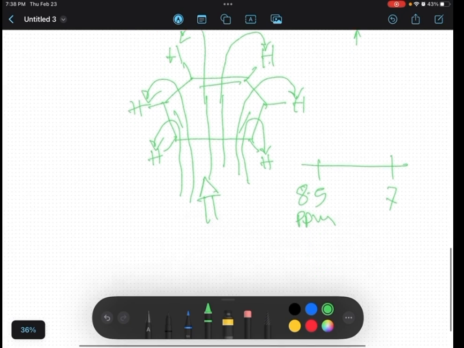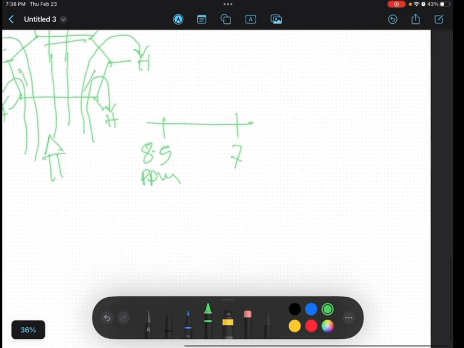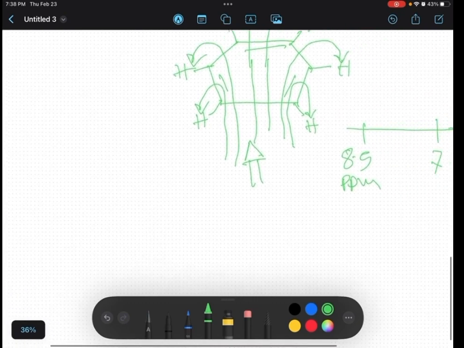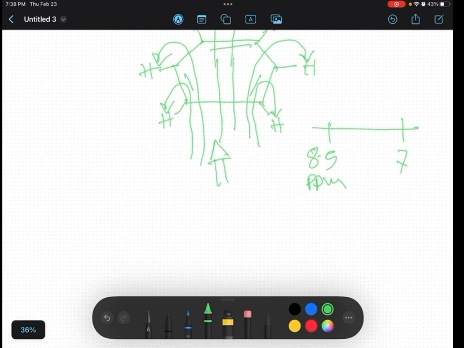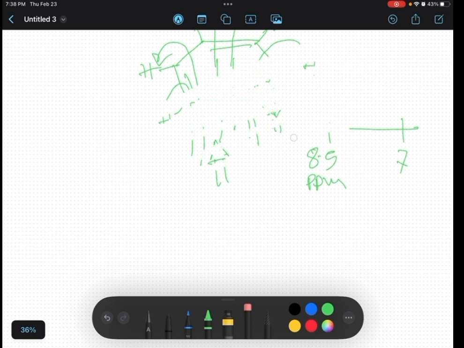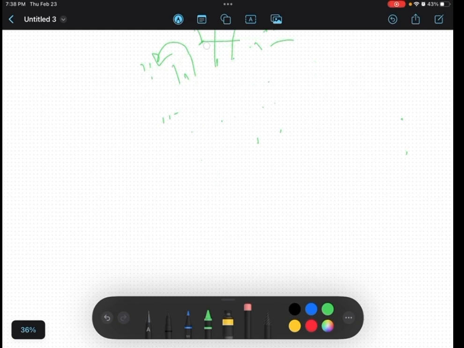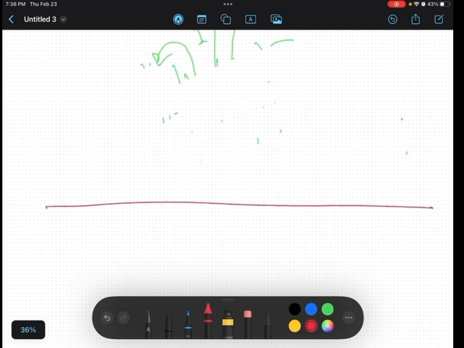Okay, so now let's review the scale again. If we want to see the proton scale, it is important to remember. So let's do the scale again.